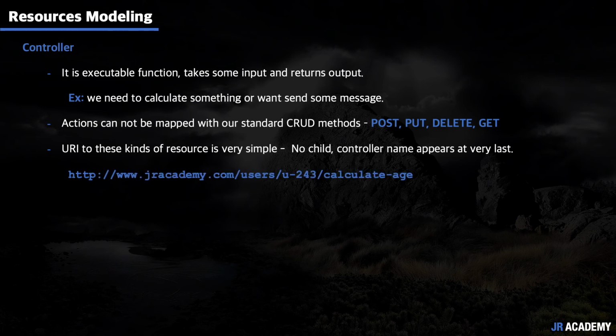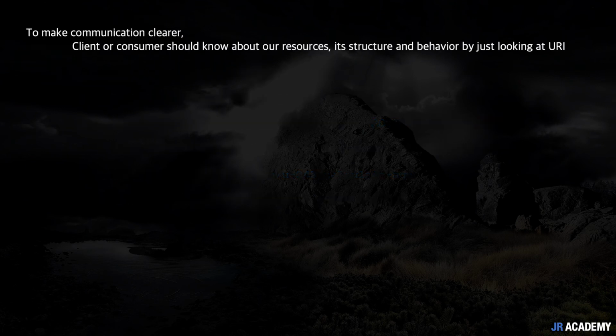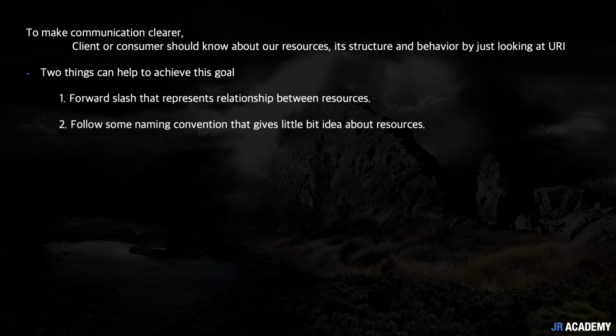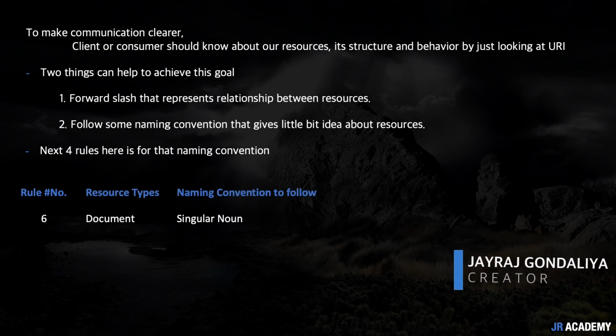So these are the four archetypes of resource, and before designing our URI, we have to align our resource with one of these. Next, let's see how we can design our URI that models our resources. To make our communication clearer, the client or consumer of the API should know about our resources, their structures and behavior by just looking at the URI. Two things can help us achieve this goal. The first is the forward slash that represents the relationship between resources, and another is following some naming convention that gives a little bit of an idea about the resource. The next four rules here are for naming conventions. Those rules say if your resource is of document type, then provide a singular noun.